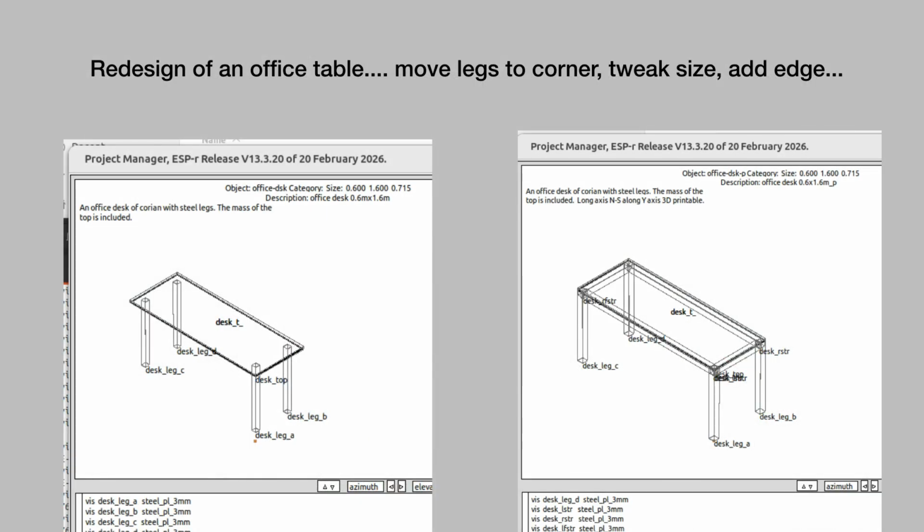And a similar exercise for a typical office table. We need to move the legs out to the corners so there are no overhangs. We need to add a structure around the edge and beef up the legs of the table so that they're less likely to break during printing.